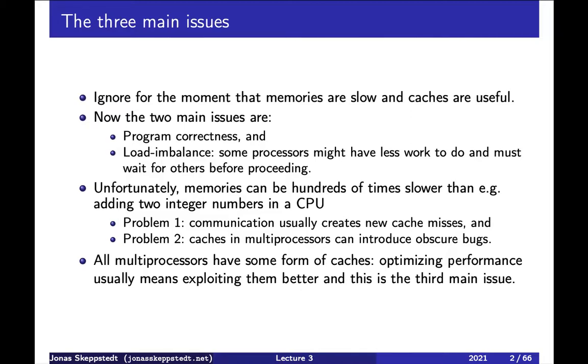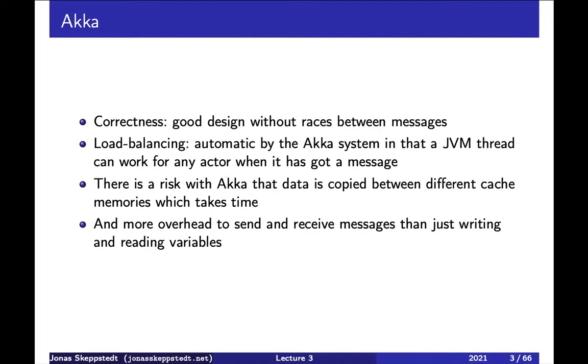And all multiprocessors have some form of cache memories, which means optimizing performance usually means exploiting them better. And that's the third issue. Okay, let's now look back at Akka and see how it deals with these three problems.